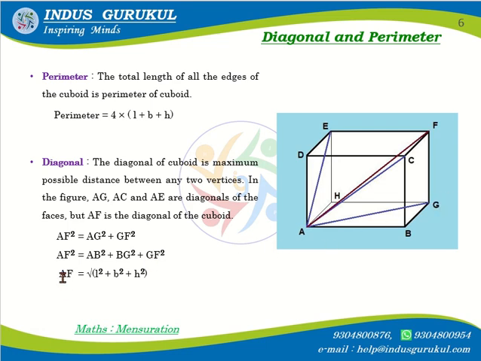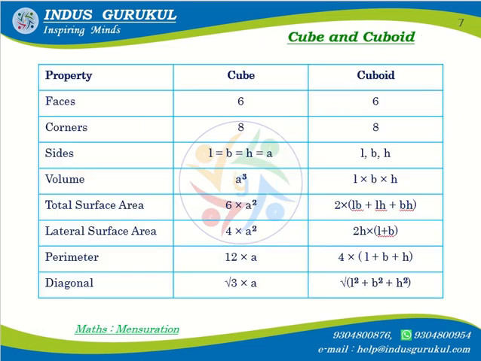So finally, the diagonal reduces down to the square root of L square plus B square plus H square. So this is for the diagonal of a cuboid, whereas the perimeter is simply the sum of all the edges. There are 12 edges. So out of 12, 4 are length, 4 width and 4 height. So the total reduces to this, which is the perimeter of a cuboid.